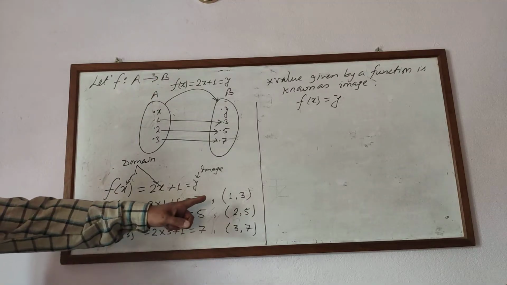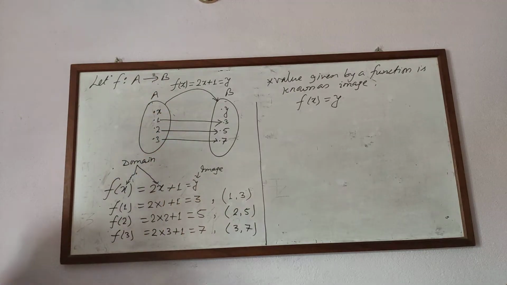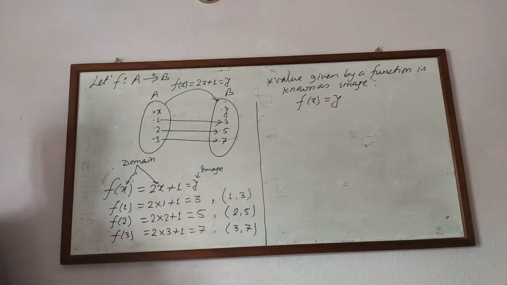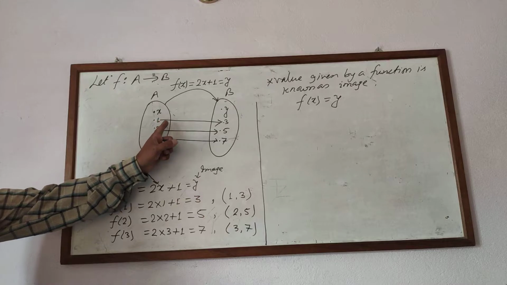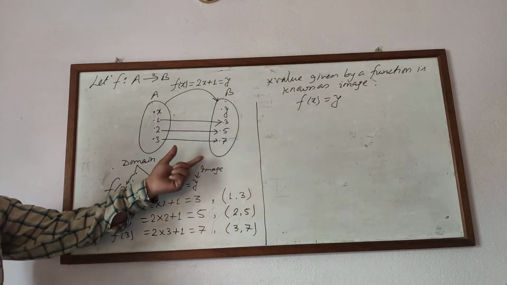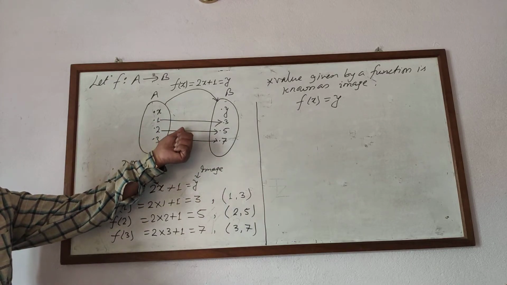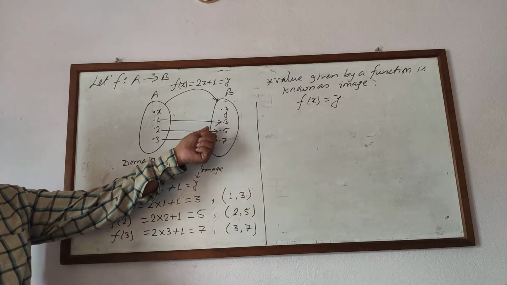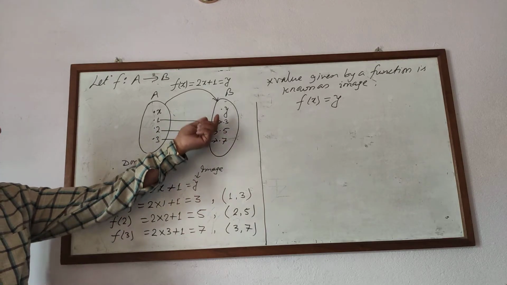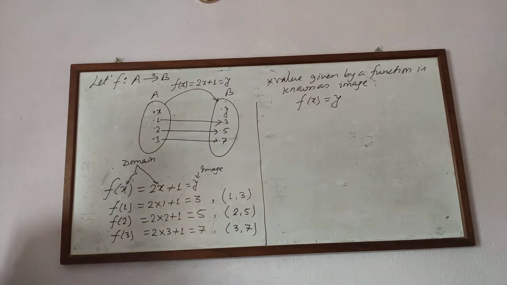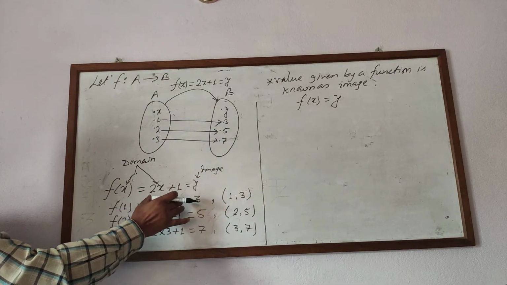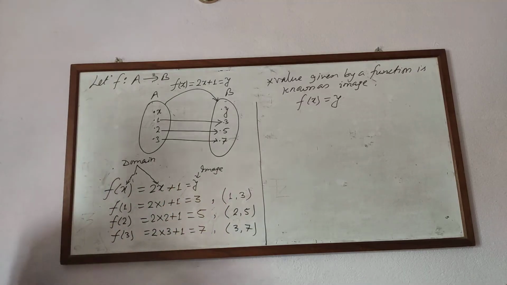Okay, one example I have given. In this case, this is a one-to-one onto function. Each element of the domain has a unique image, and the image set and codomain are equal. Now this is an example of a function.